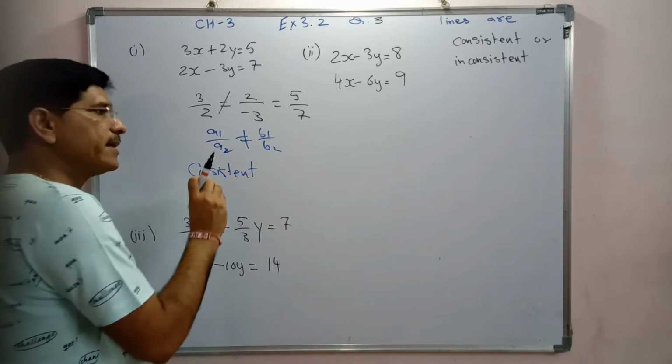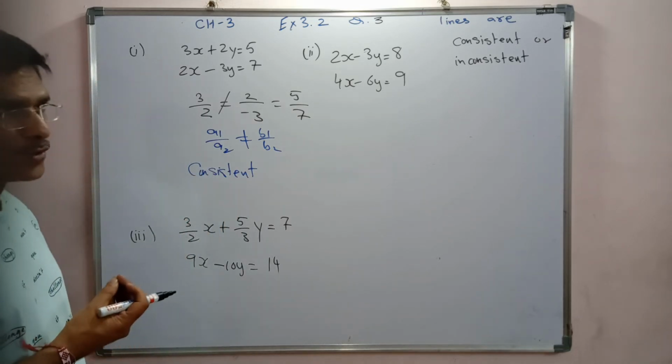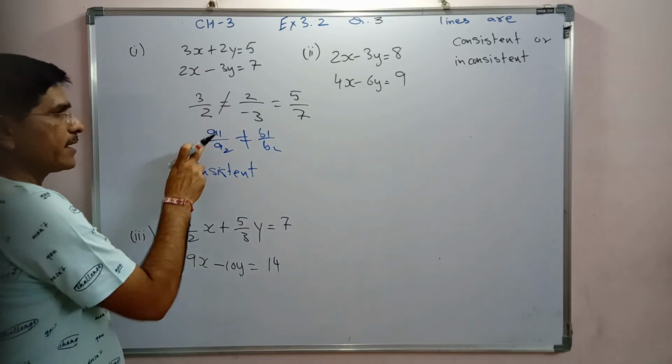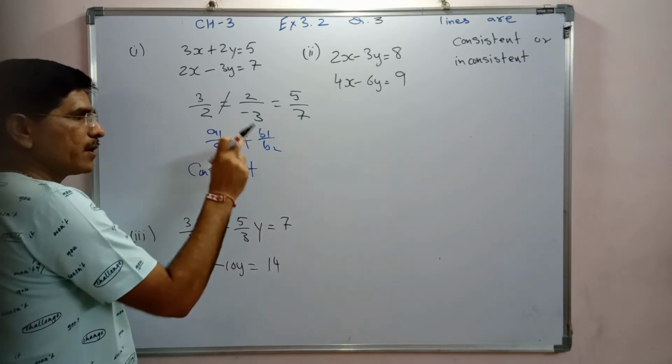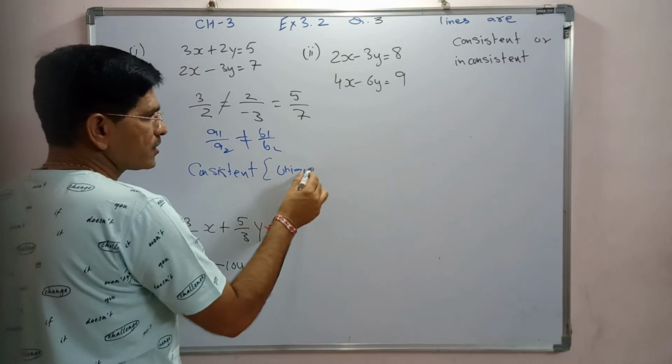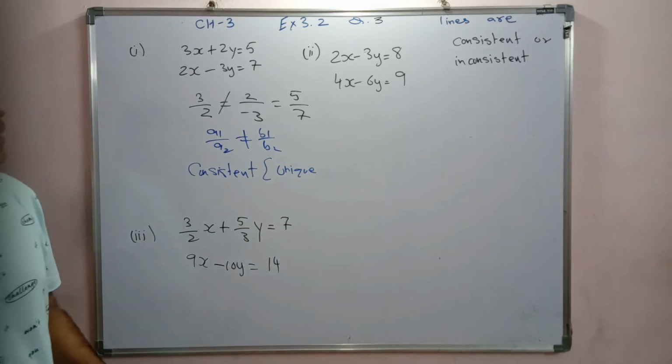Now we go further deeply into it. If consistent, then we can say unique solution or infinitely many solutions. But here a1 upon a2 is not equal to b1 upon b2, so we can say unique solution.